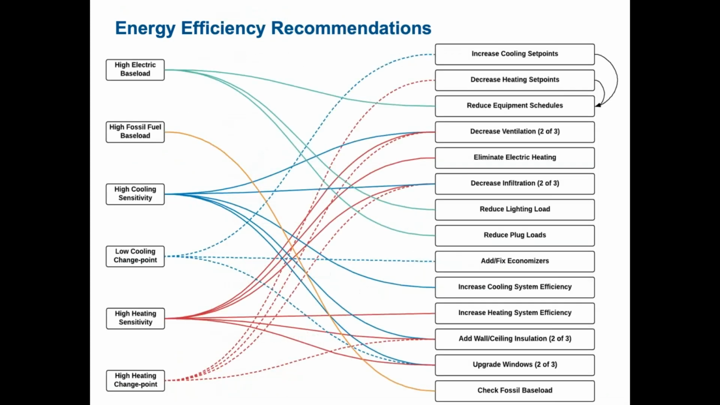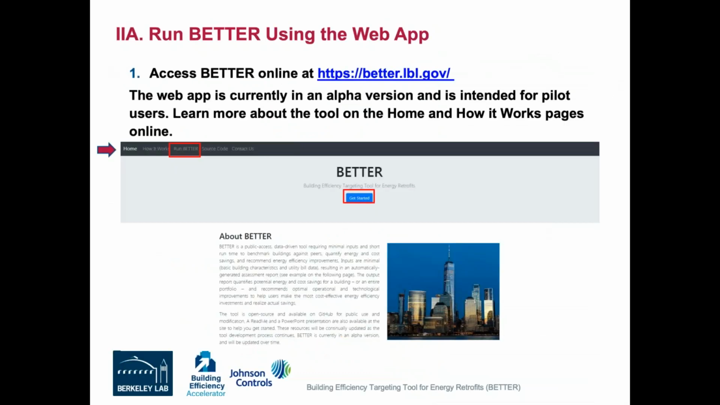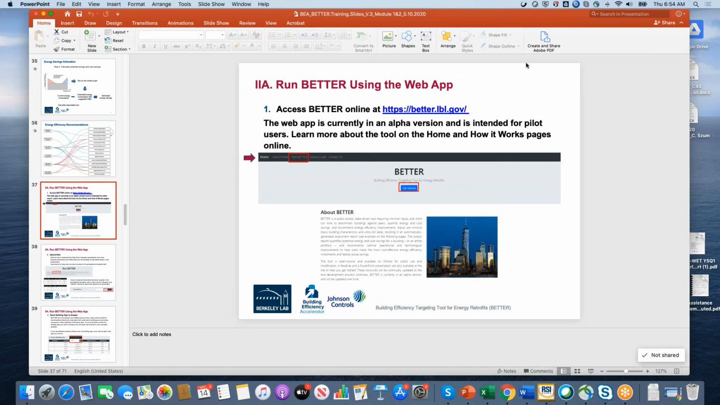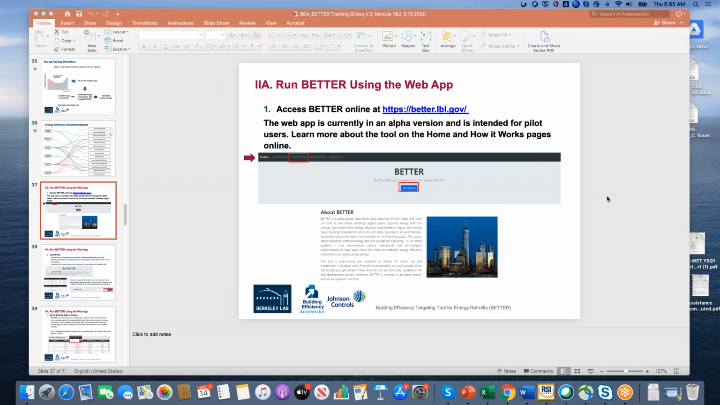You can see here we've got a total of 14 energy efficiency recommendations within Better, and you can see at a high level how they correlate to the performance level of those 5 coefficients that I mentioned. So I'm now going to turn it over to my colleague Han, who's going to give a live demonstration of Better and show us very specifically how to upload data into Better. So Han, I'm going to turn the presenter's ship over to you.